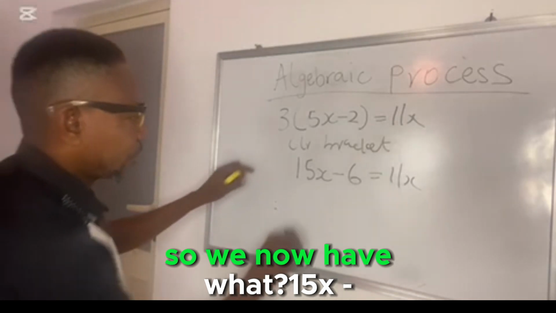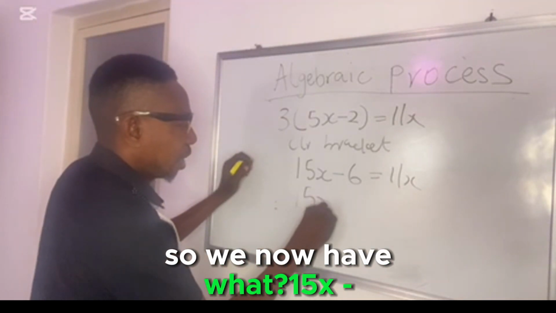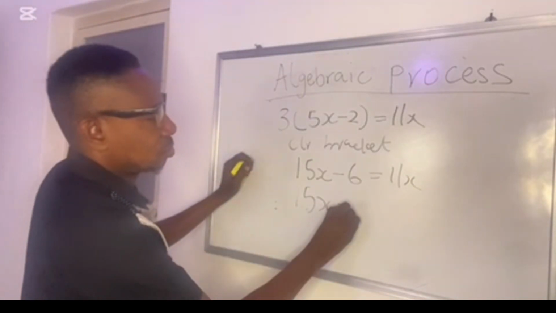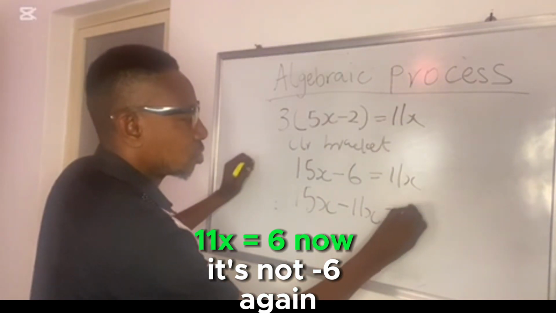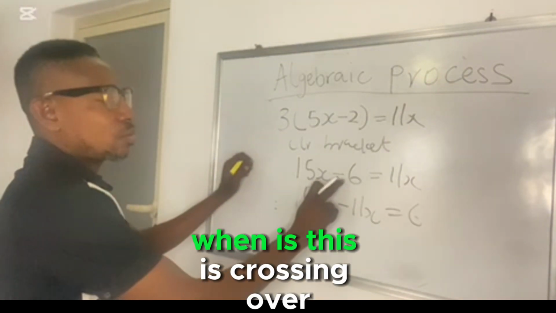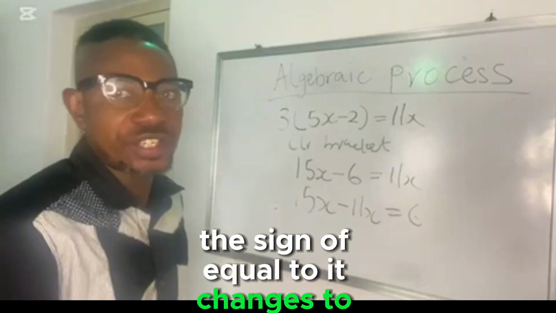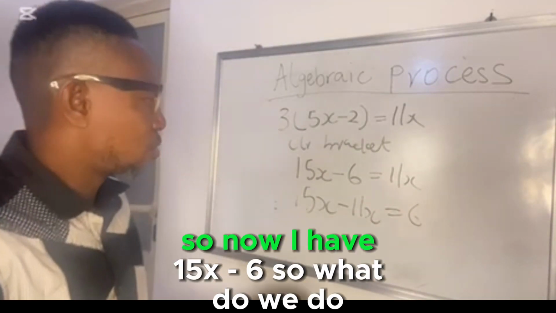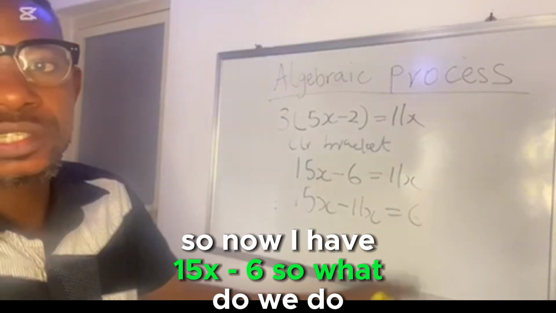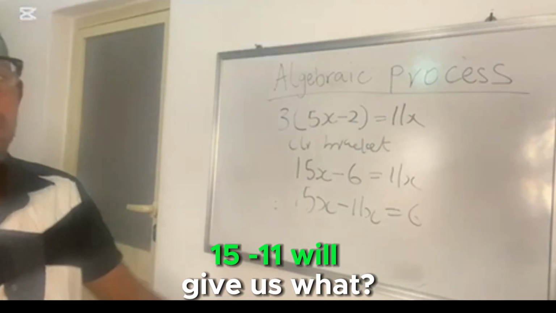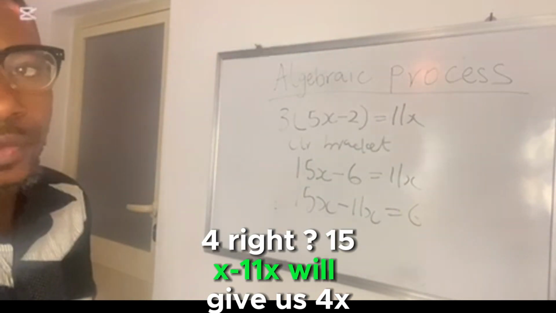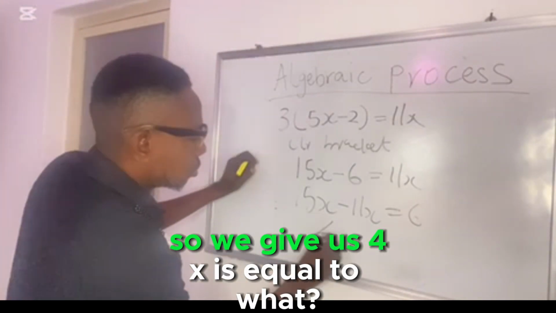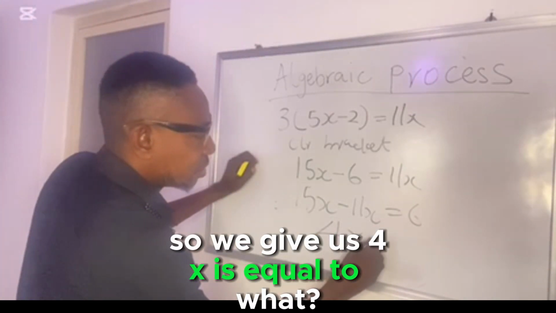So we'll now have 15x minus 11x is equal to 6. Now it's not minus 6 again, because when the 6 is crossing over the sign of equal to, it changes to positive. So what do we do? 15 minus 11 will give us 4, right? 15 minus 11 will give us 4. So it will give us 4x is equal to 6.